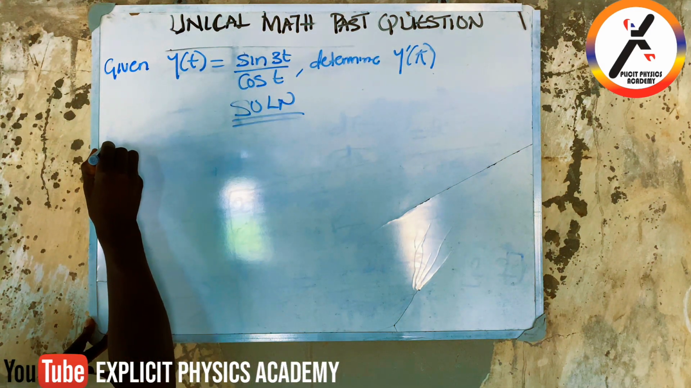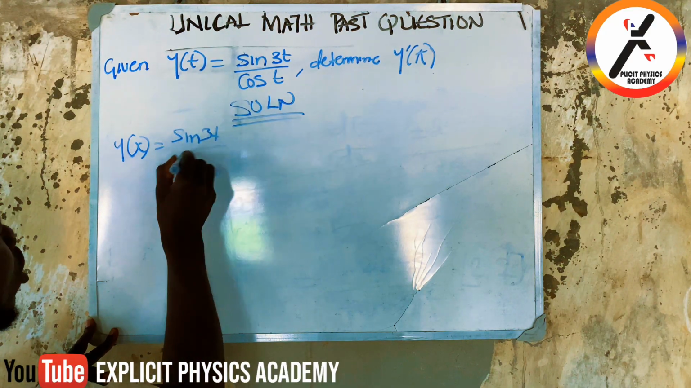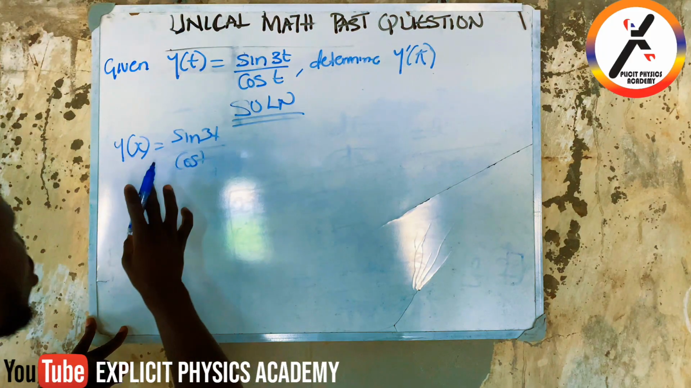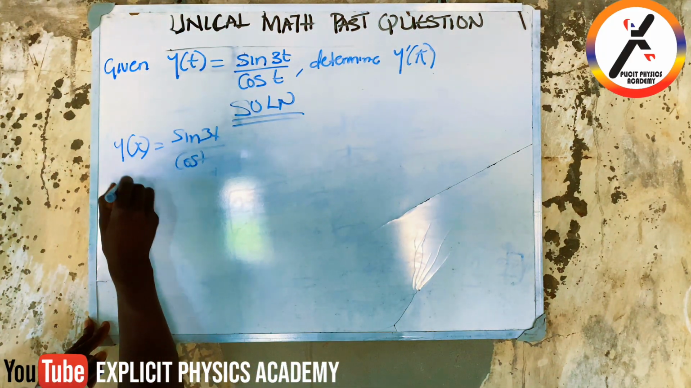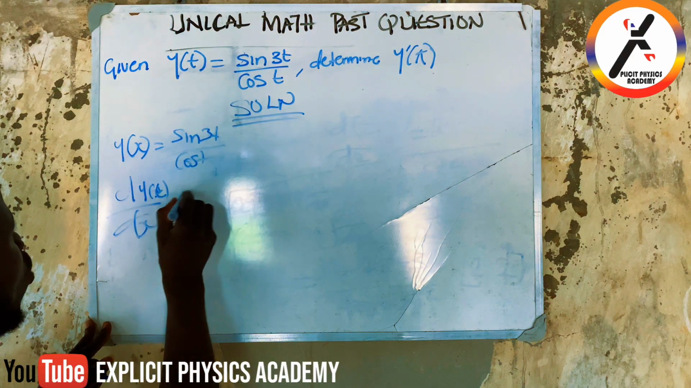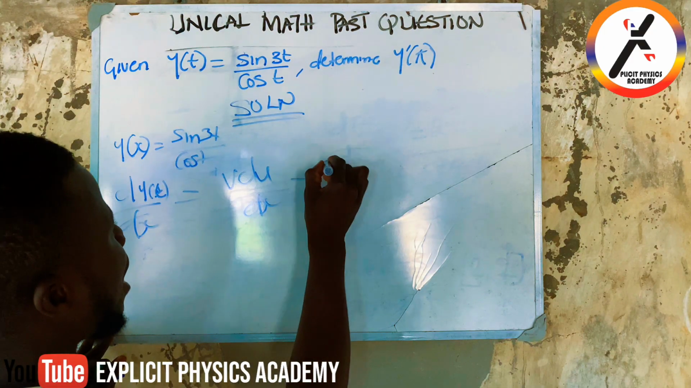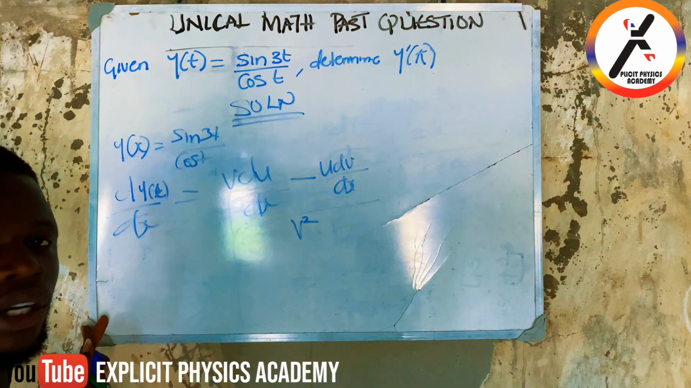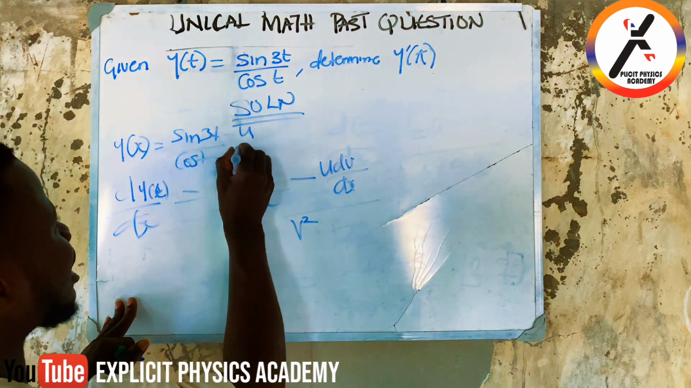Solving this, we write the equation y of t equal to sine 3t all over cos t. The first thing we are going to do is to differentiate it using the quotient rule. The quotient rule says dy/dx is equal to v du/dx minus u dv/dx all over v squared. The next thing we're going to do is to differentiate them.